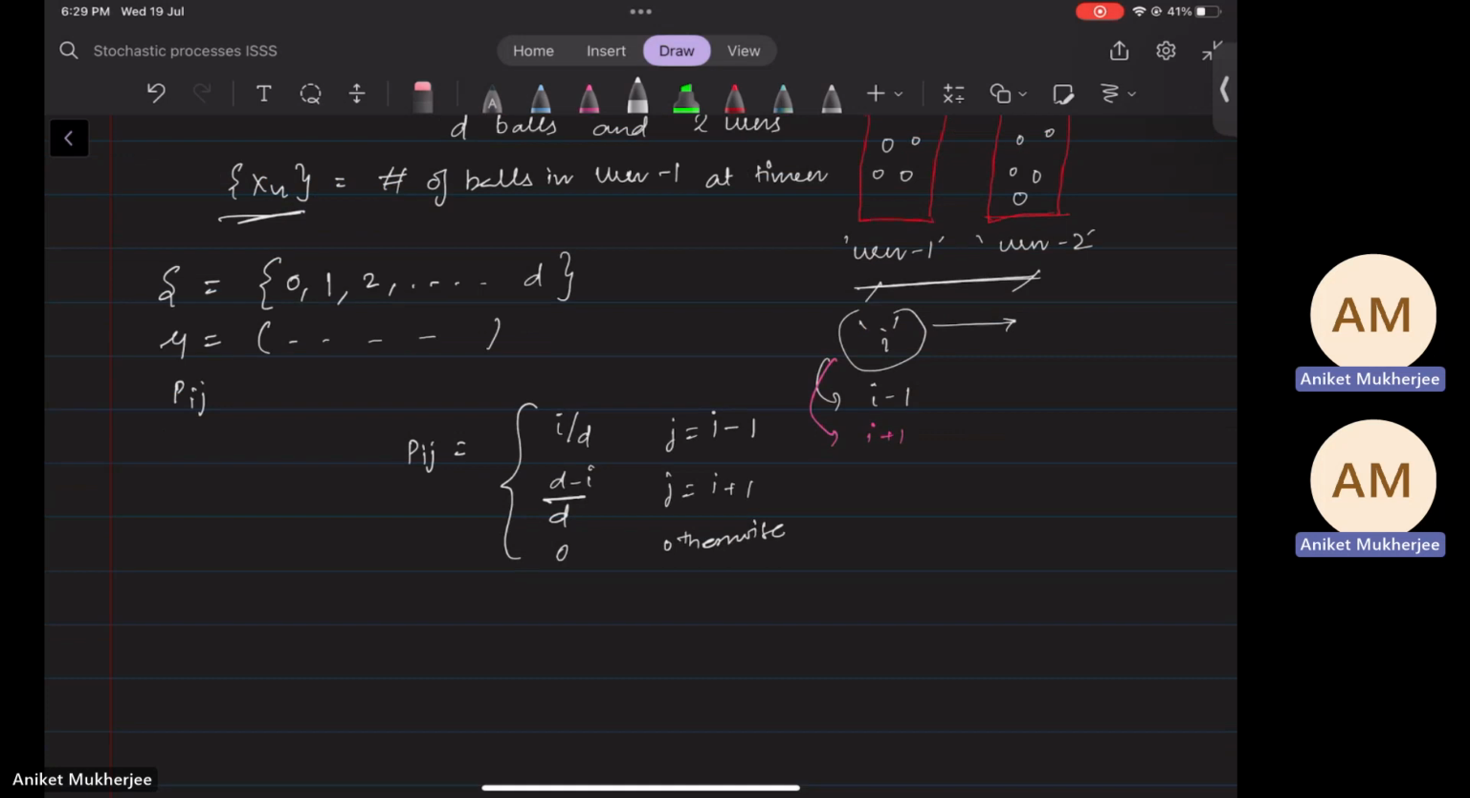So yeah, let's draw the state transition diagram for some 5 balls. So let D equal 5. So you have 5 balls.